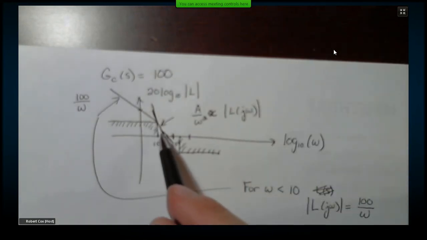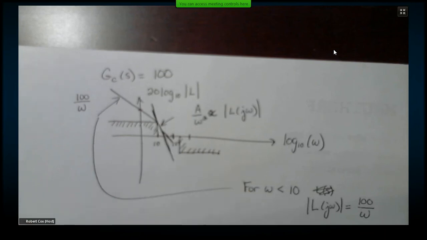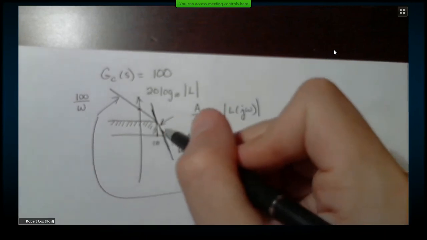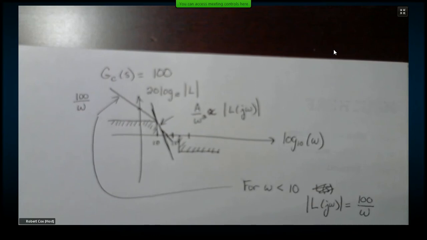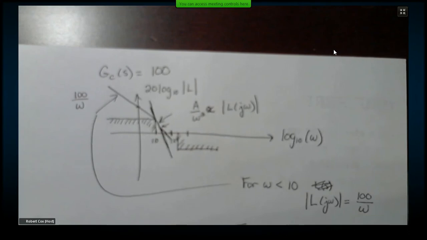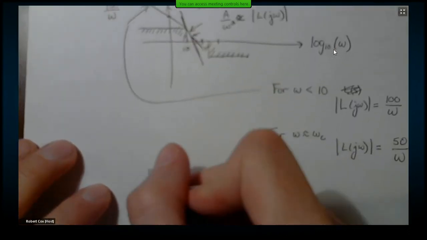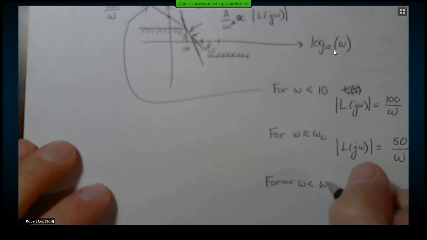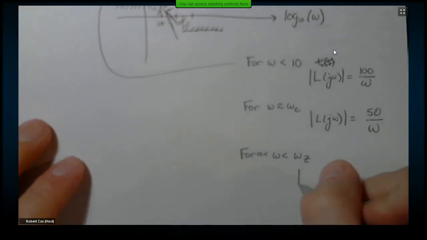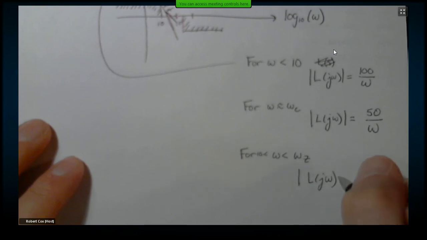between 10 radians per second, and apparently I must have a 0 right there at that spot. Why do I know I have a 0? Because I'm going from minus 40 dB per decade down to negative 20 dB per decade. So there must be a 0 at this particular spot. Okay? So essentially, let's call that point omega z. So I know that for omega between 10 and wherever that 0 is, I have the magnitude of L of j omega has to be approximately A over omega squared.